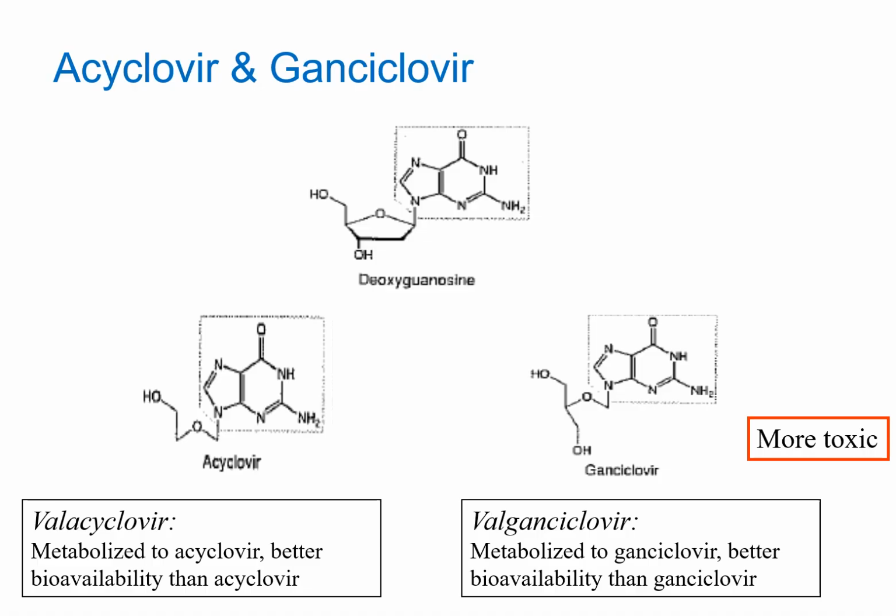So the first are acyclovir and ganciclovir. If you look at the structure of acyclovir and ganciclovir, they look very much like the deoxyguanosine. The prodrug for acyclovir is valacyclovir. It has better bioavailability. And the prodrug for ganciclovir is valganciclovir. It also has better bioavailability. Note that ganciclovir has this hydroxyl group down, and it looks more like the deoxyguanosine, so it can fool the host DNA polymerase, and hence it is more toxic.